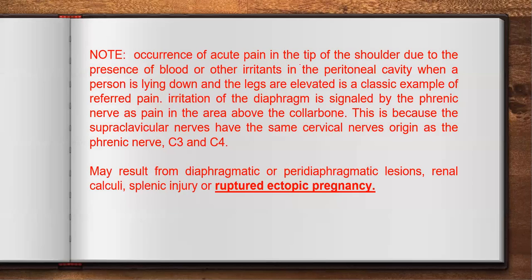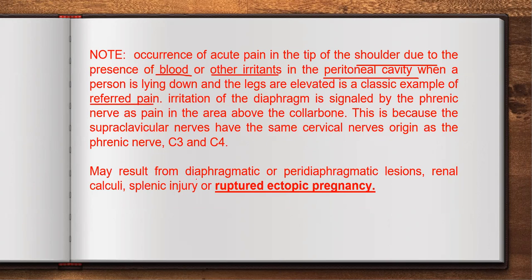As you can see here, occurrence of acute pain in the tip of the shoulder due to presence of blood or other irritants in the peritoneal cavity when a person is lying down is a classic example of referred pain. Irritation of the diaphragm is signaled by the phrenic nerve. This is because the supraclavicular nerve has the same, it's not very important.